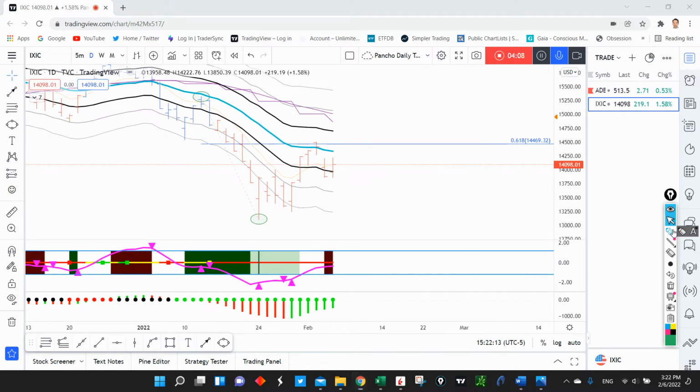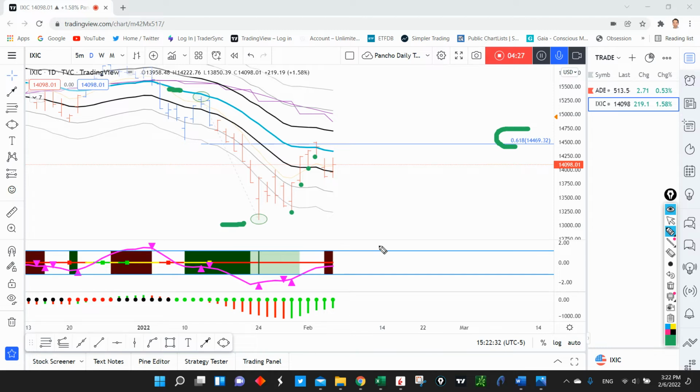So as you can see, the ISIC, which is the Nasdaq Composite, had been on a rally for 4 straight days, and we were coming into a 0.618 Fibonacci retracement measured from this high right here into this low right here, which was the follow through day.